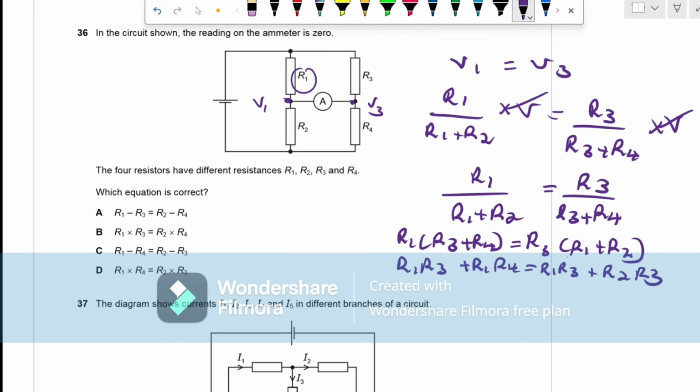But this is equal, right? This and this are equal, so they cancel out. So basically I'll be left with the final answer of R1 times R4, which is equal to R2 times R3. Okay, the answer is going to be D.